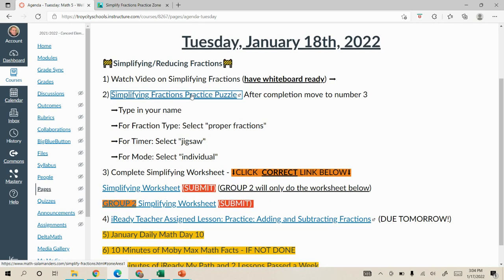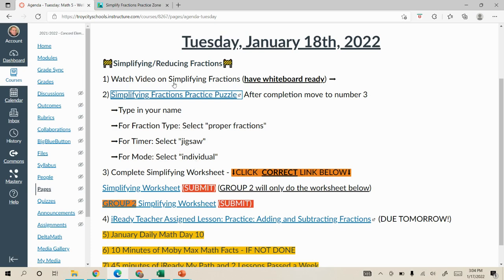This is something new. I'm just going to have you click on the link, and I'll give you some directions down here. I'm getting ready to go over that with you. We're going to type in your name. For fraction type, you're going to click proper fractions. For us, that is a fraction less than 1. You're going to do jigsaw mode for timer, and then individual for mode, because we're not doing classes or teams here.